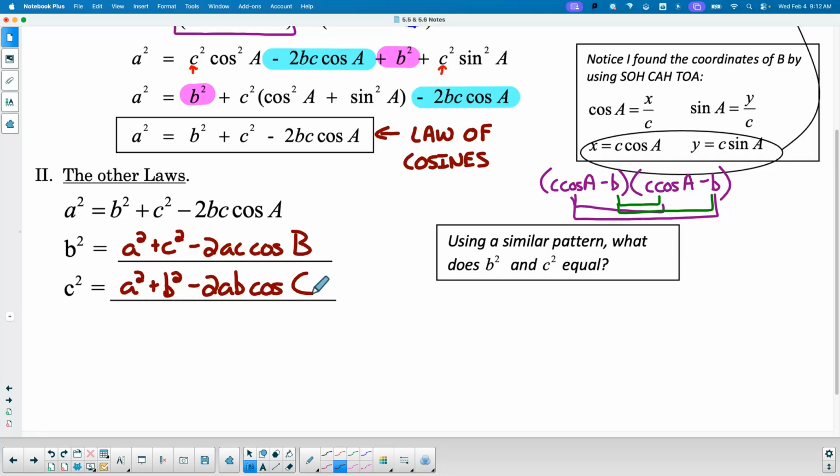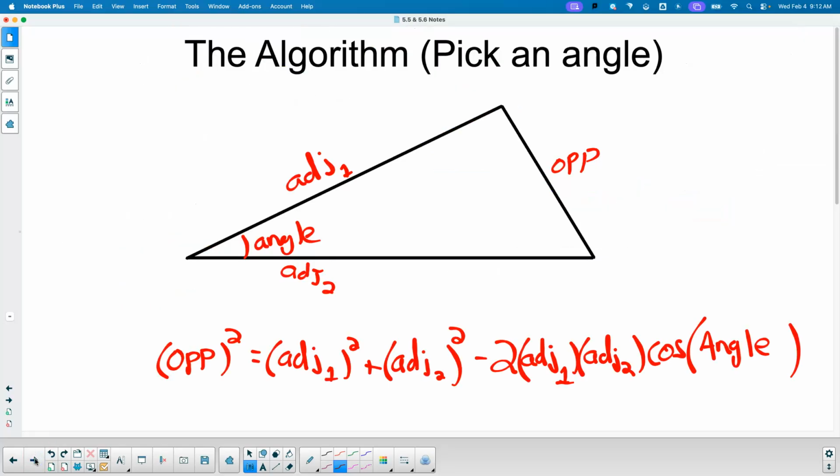Schmeling's method is he likes this one. You just lock in an angle, okay? And then they're basically the same, okay? It's just that the opposite side squared is the 2 adjacent sides because you don't have a hypotenuse because you're not dealing with a right triangle. So you got the 2 adjacent sides squared, 2 times the adjacents, cosine of the angle.